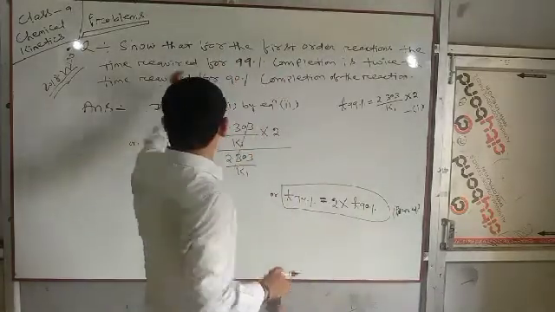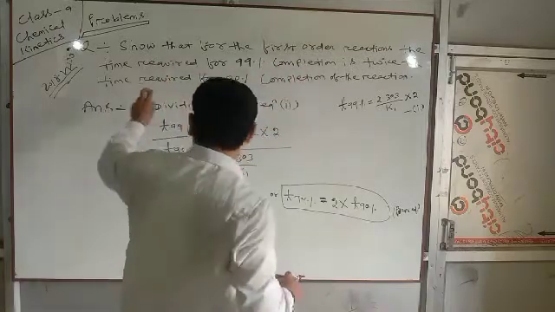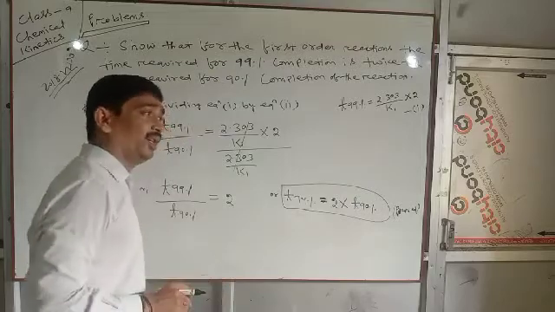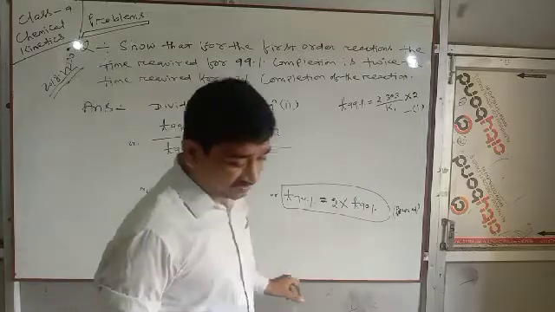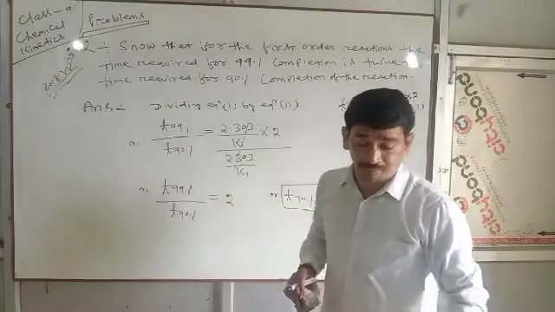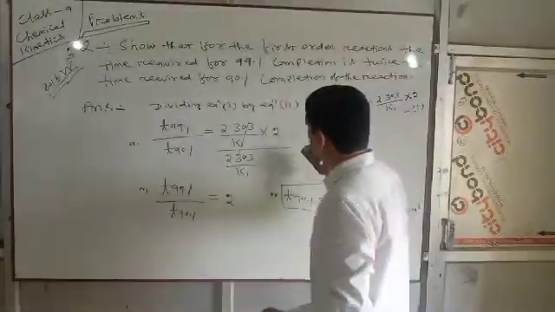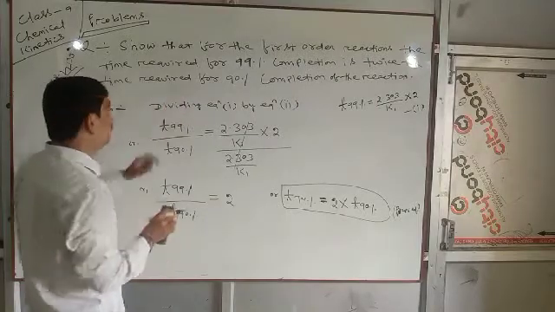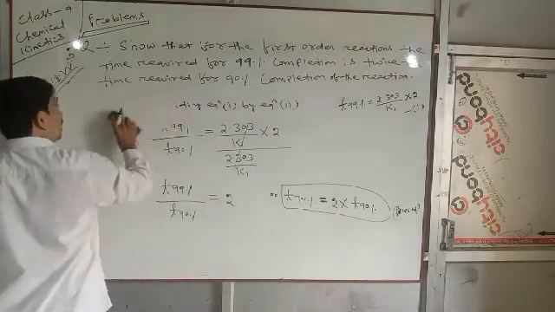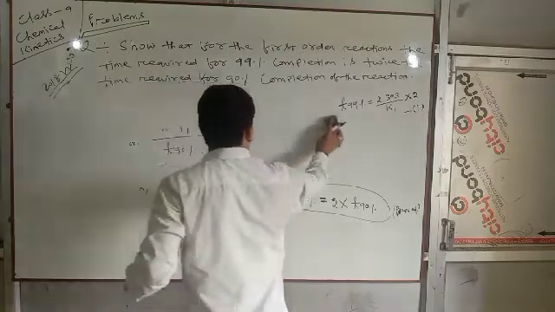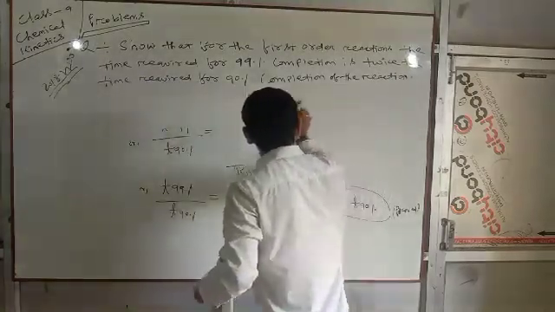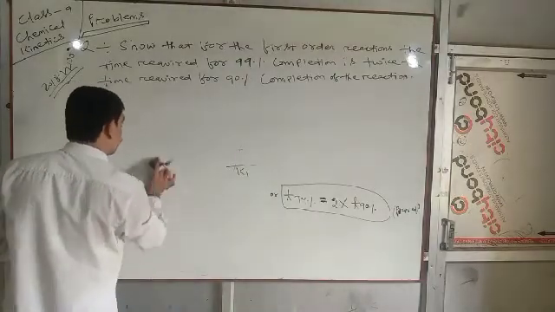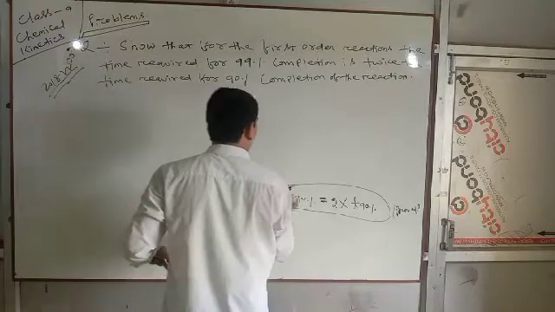So that for a first order reaction the time required for 99% completion is twice the time required for 90% completion of the reaction. Clear? So this pattern, I am giving another question. Another questions. You will try to solve these questions.